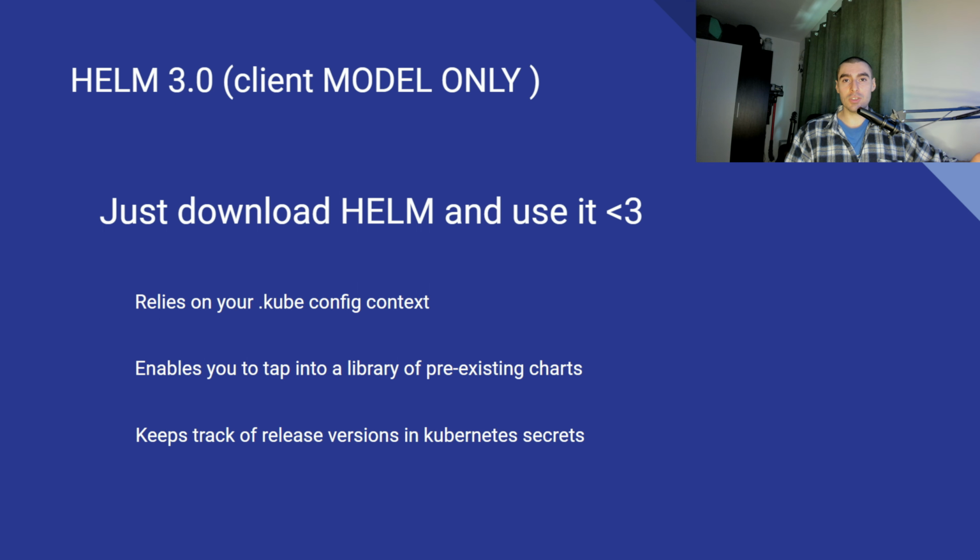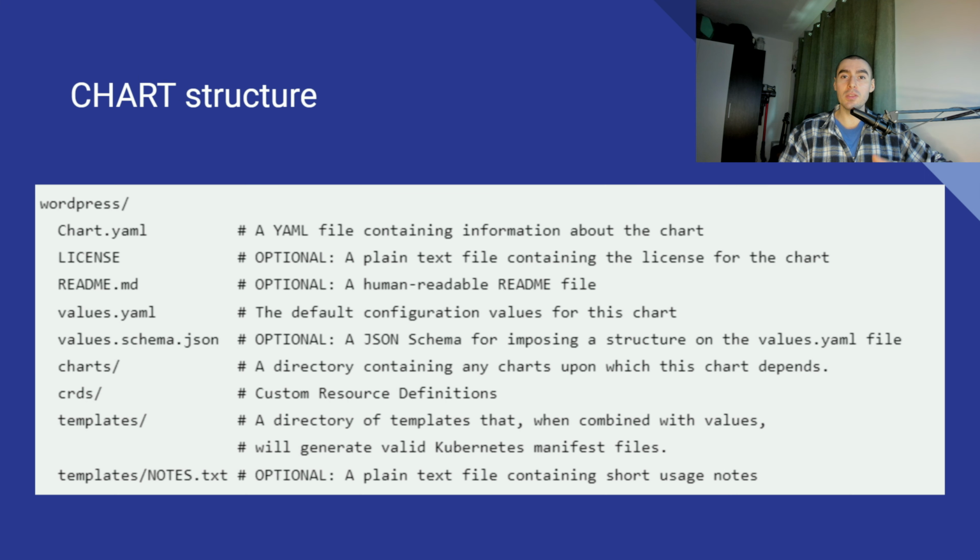And then you can just harness the Helm client's power to tap into libraries of charts, and it helps track all of your releases in Kubernetes secrets, which are deployed in your cluster in the same namespace where you deploy your release. Up until this point, I've only been talking about Helm characteristics and features, and I might have scared you off a bit with terms like chart and release, but I want to simplify things for you, okay?